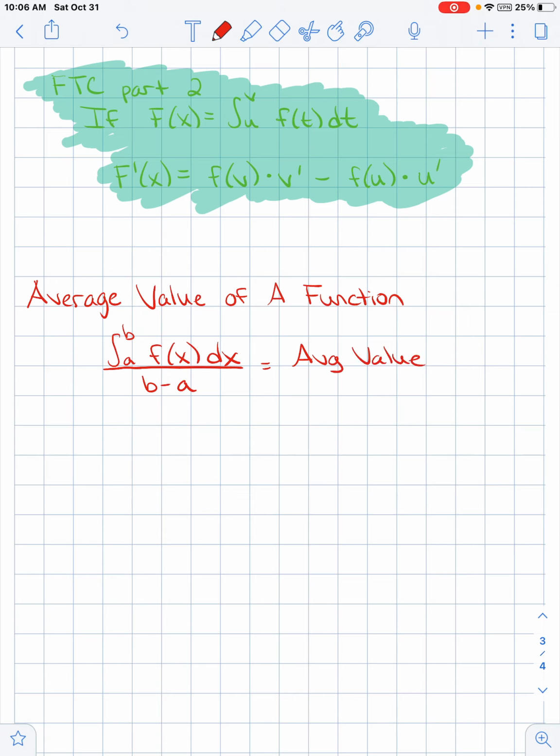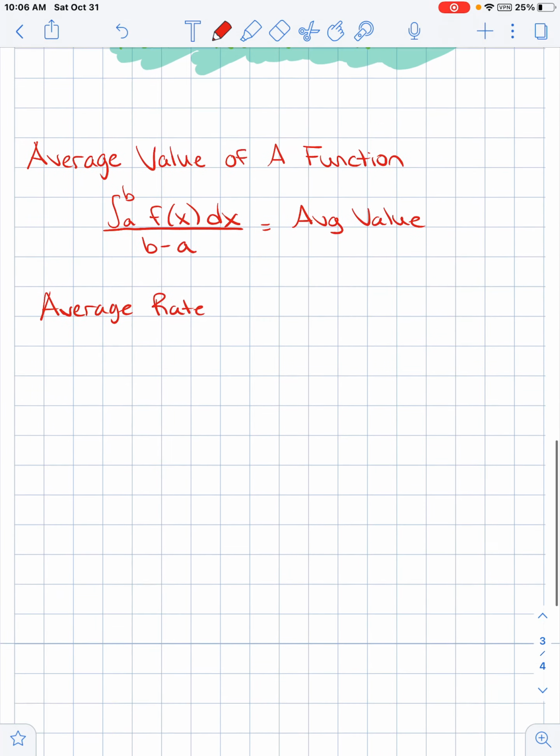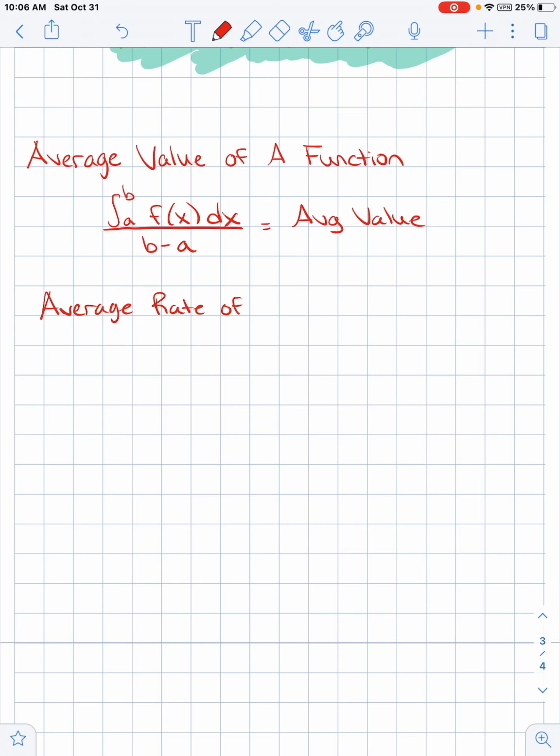Do not get it confused with average rate of change. Average rate of change is a totally different experience. Average rate of change is just slope. So the question we had about the tree was find the average number of meters the tree grew in that time span from 2 to 10. So it was asking you how much, on average per year, did the tree grow?